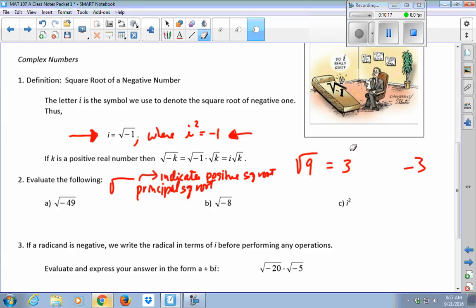So to get the opposite of this, I put a dash in front of it, right? To get the opposite of the principal square root, I put a dash in front of it. Okay, so when you see this, it indicates the positive square root. When you see this, it indicates the negative square root. All right. So sometimes I ask a bunch of questions, but I am getting to your question. You just have to bear with me.